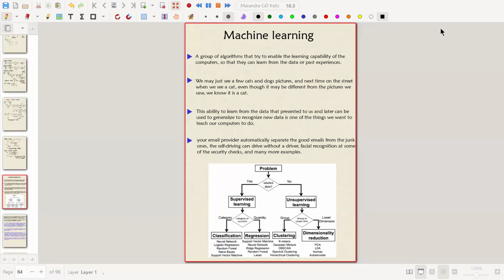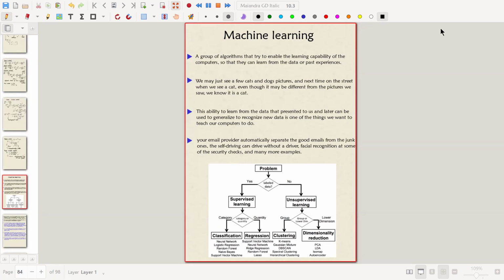So a bit of theory for now, not much math for the rest of the lectures. What is machine learning? Machine learning is a group of algorithms that enhance the learning capability, not of us but of the computers. How computers can learn, so that they can learn from data or past experiences.